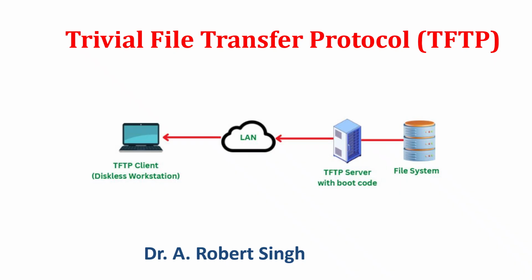TFTP is commonly used for tasks like booting devices over a network, transferring firmware, or updating configurations on routers and switches. TFTP is often used for network booting, firmware transfers, and updating device configurations. Operating on port 69, it handles basic file operations, reading and writing files in small blocks.